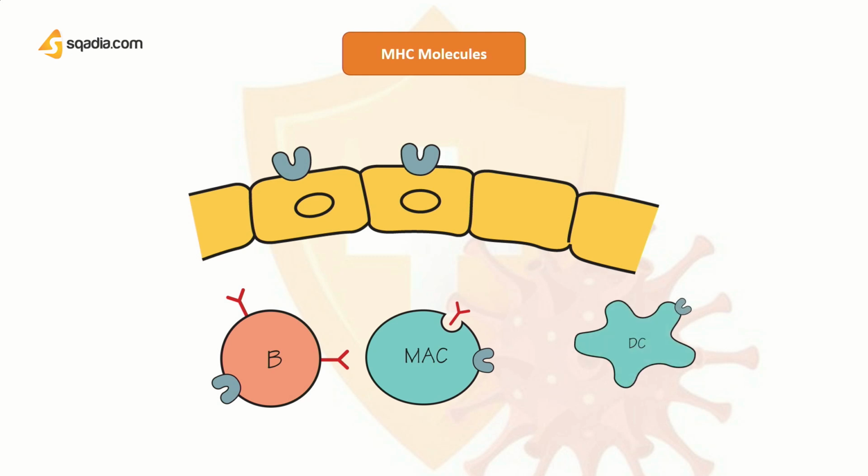Their role is to present small antigenic peptides to the T cell receptors. The class of MHC and the type of T cell determine the characteristics of the resulting immune responses. Their name comes from their important role in stimulating transplant rejection, which we'll be discussing in the upcoming lectures.